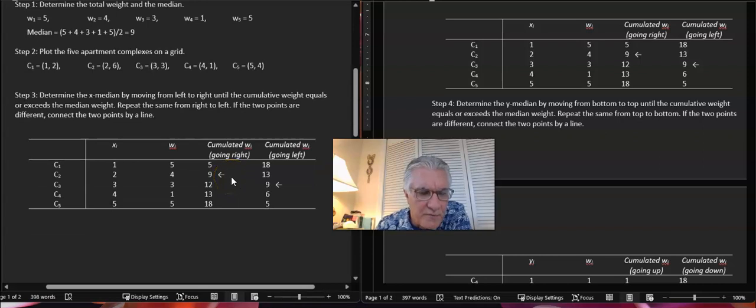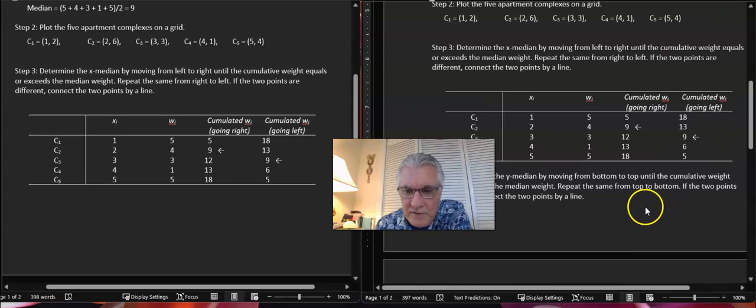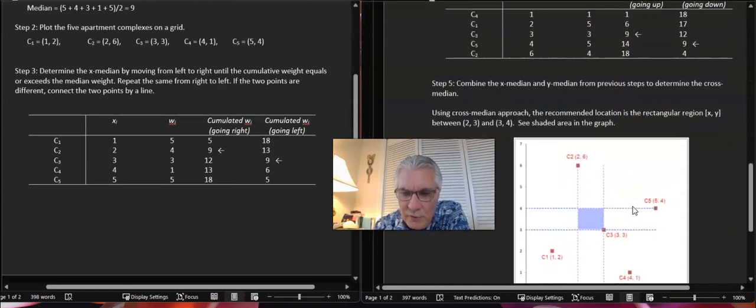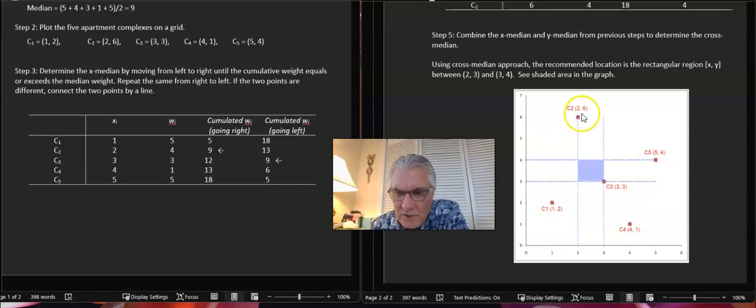And let me show you what that means. When you plot, let me bring it up on this side. When you plot those locations for C1, complex 1, X is 1, Y is 2. And then for C2, X is 2, Y is 6. And for C3, X is 3, Y is 3. C4, X is 4, Y is 1. And for C5, X is 5 and Y is 4. So those are the 5 apartment complexes.